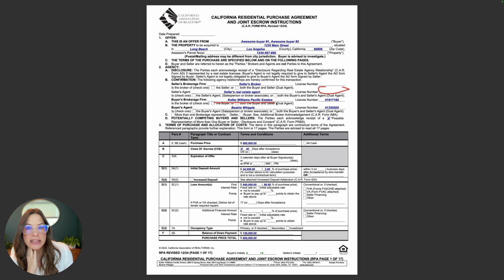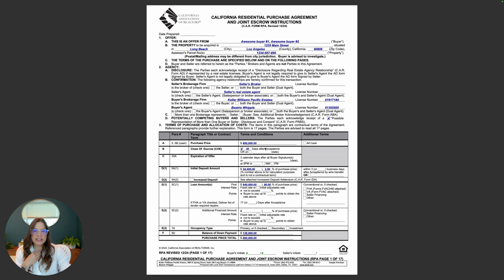And then this is if I was representing a buyer. So Keller Williams Pacific Estates is the broker that I hang my license with, and I would be representing the buyer, and my name is right here, and my license number is here. So this just identifies who's representing who again.